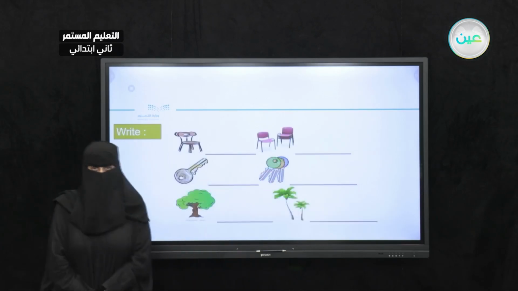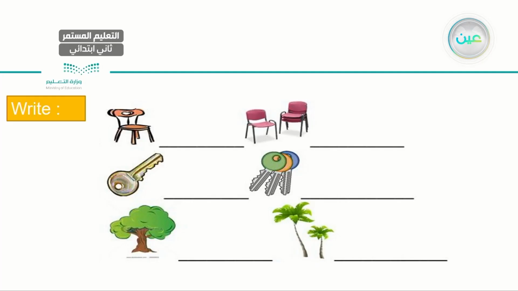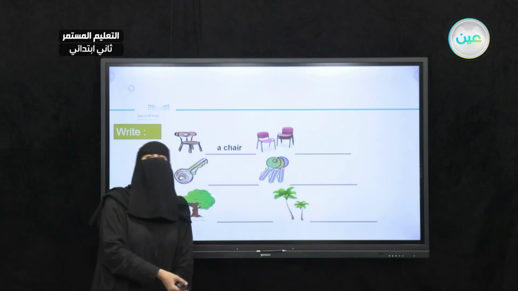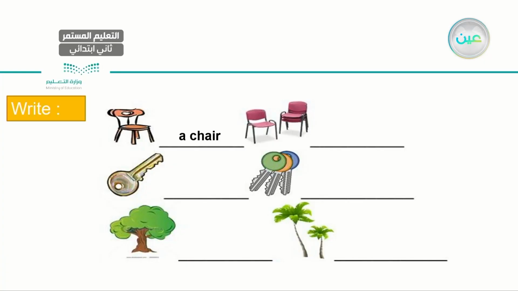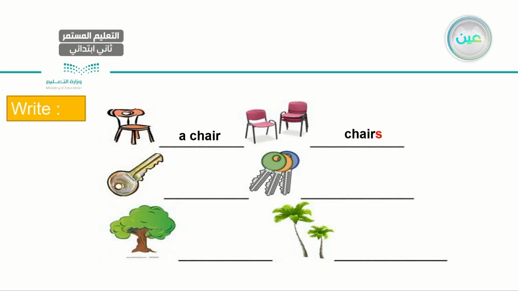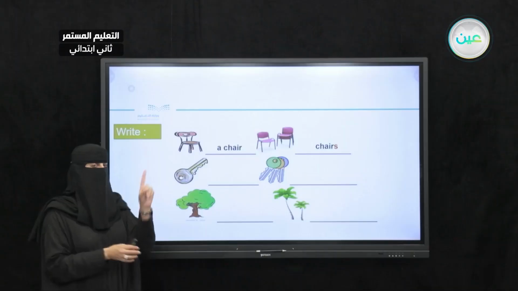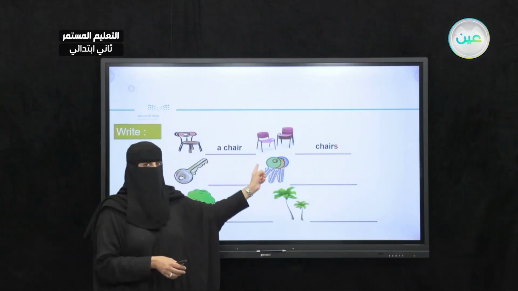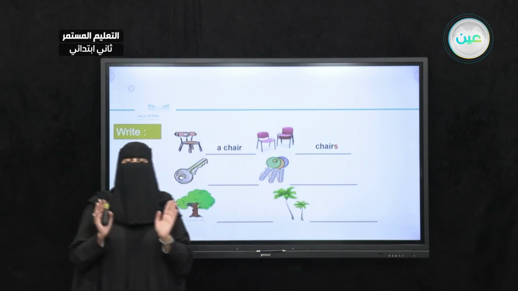Let's have more examples. As you can see here, we need to write the answer. How many chairs can you see? For the top left, I can see a chair, singular. Okay, but right next to it, how many chairs can you see? I can see 1, 2, 3. I can see 3 chairs, plural. So the difference between the first one and the second one, here I have a chair. Here I have chairs with S.